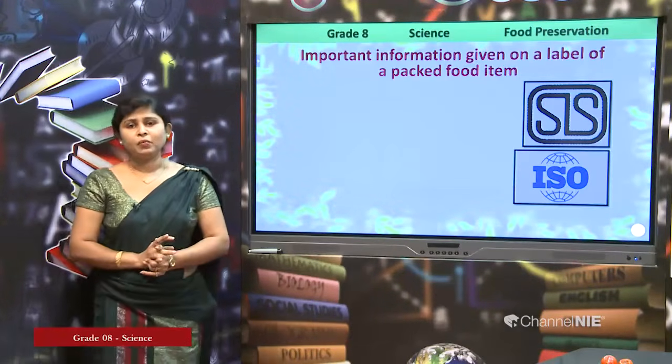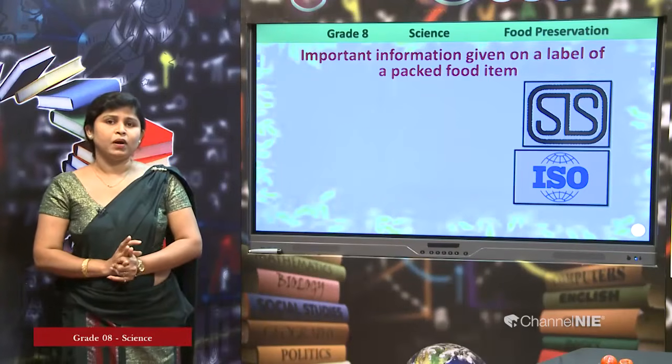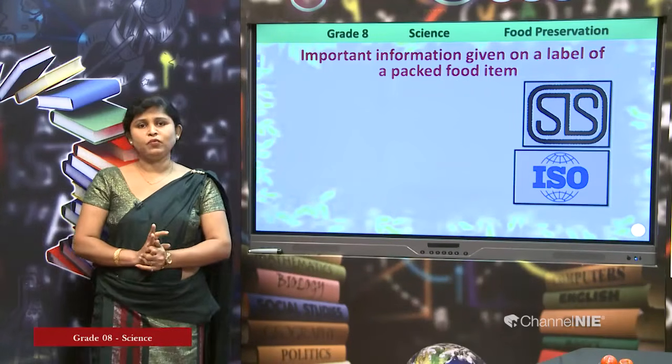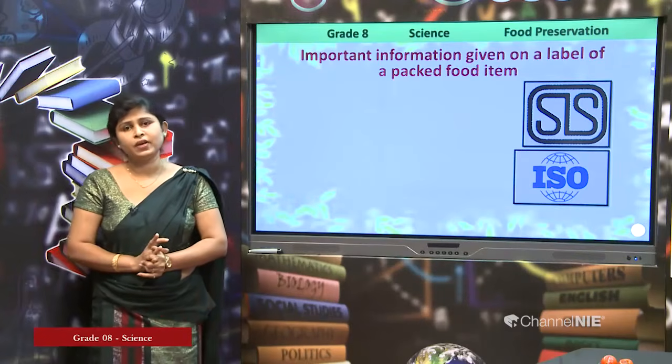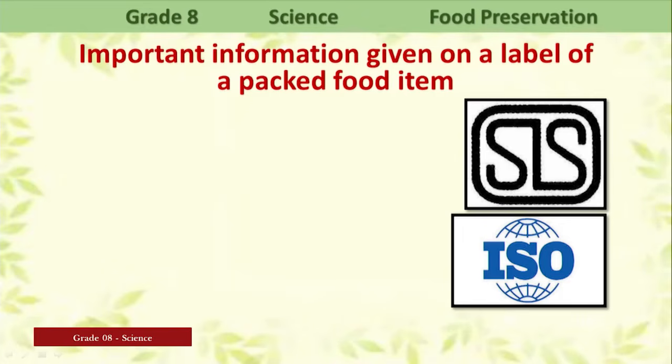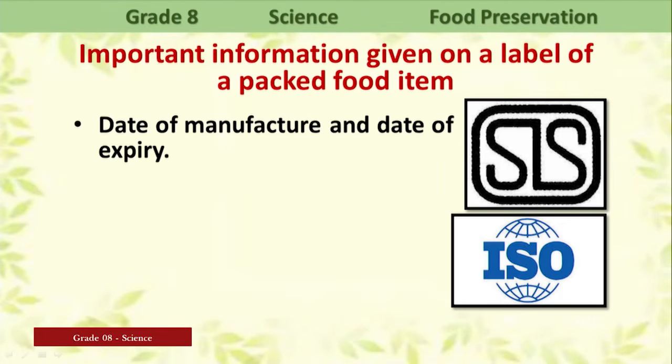Right. Now, I am going to explain to you the different information given on a label of a food item. You may have observed the labels of food items. Certain facts are given on the food item labels. The main thing is the date of manufacture and the date of expiry. When we are buying a food item, we have to check the date of manufacture and the date of expiry. It is compulsory.